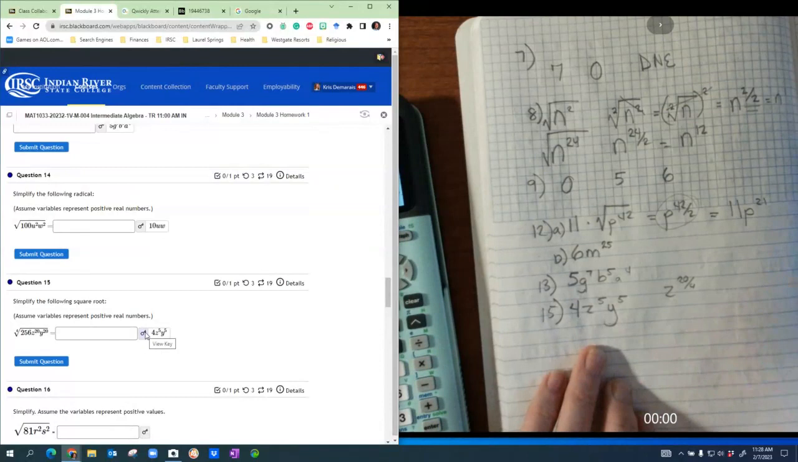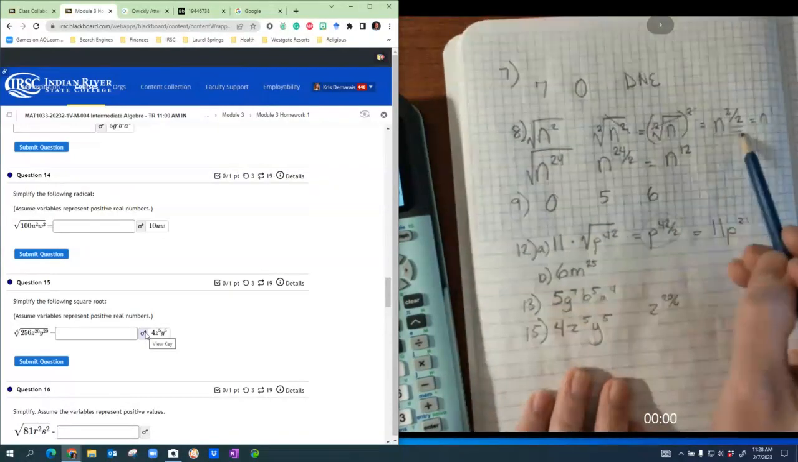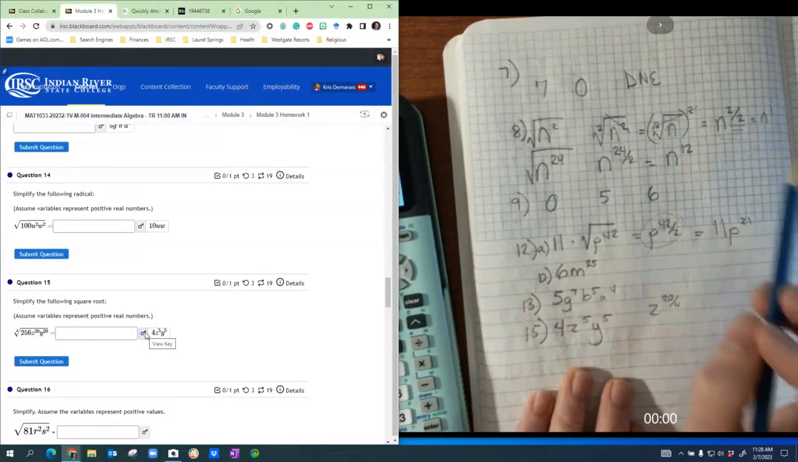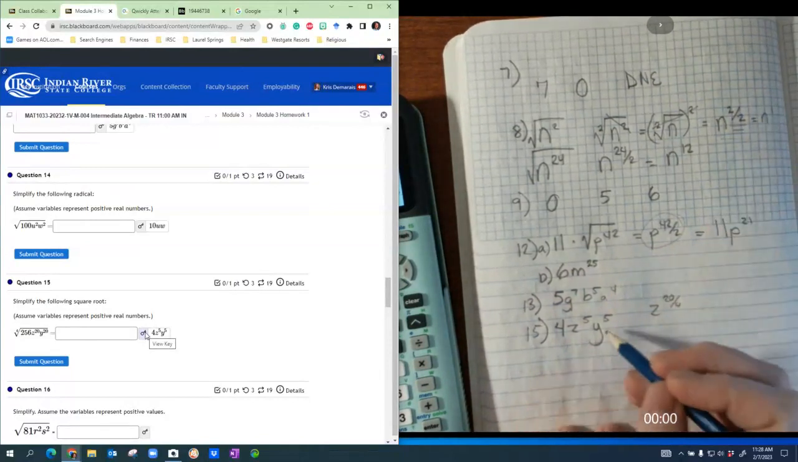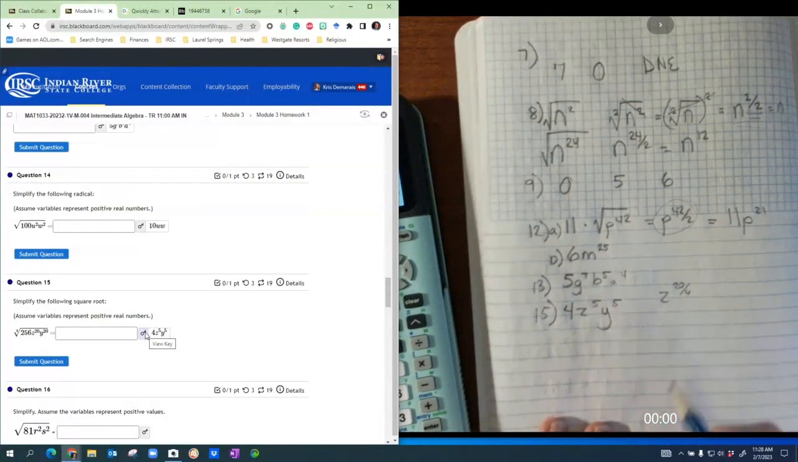So that's why it was very important for me to teach you all about this concept about how radical systems look as rational exponential powers. Because now it allows you to do structure changes quickly like this. Okay?